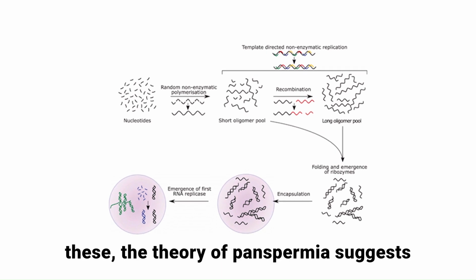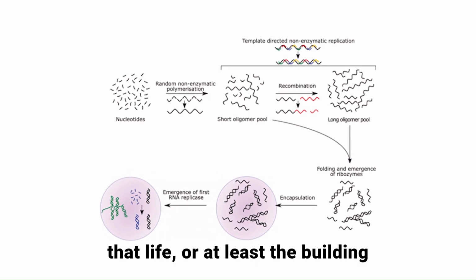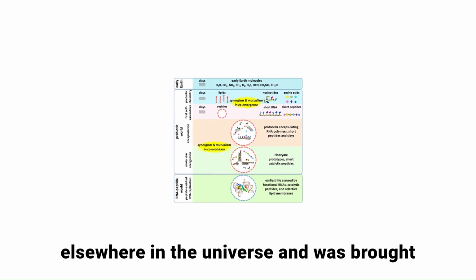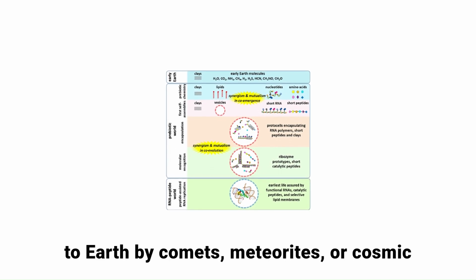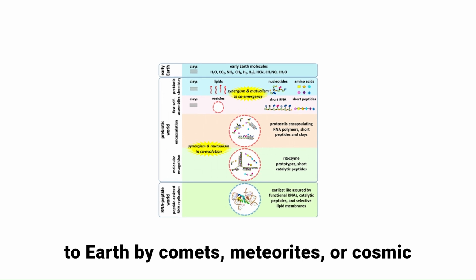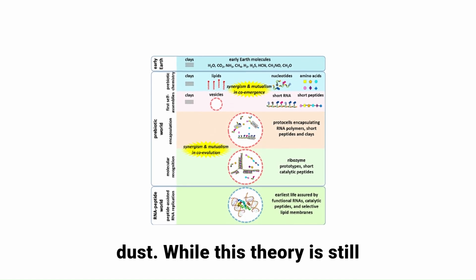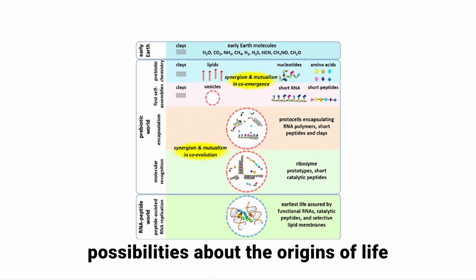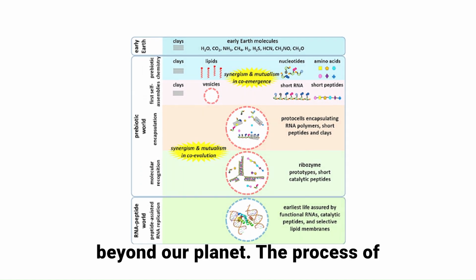In addition to these, the theory of panspermia suggests that life, or at least the building blocks of life, may have originated elsewhere in the universe and was brought to Earth by comets, meteorites, or cosmic dust. While this theory is still speculative, it raises intriguing possibilities about the origins of life beyond our planet.